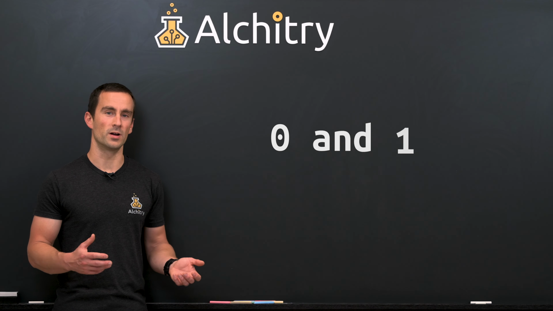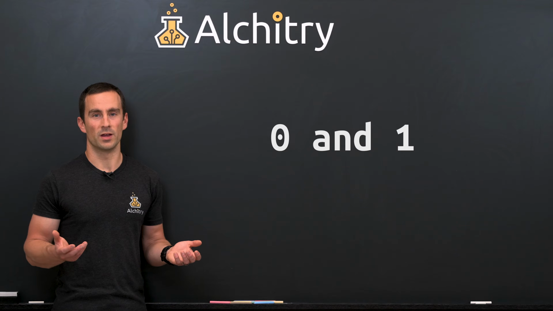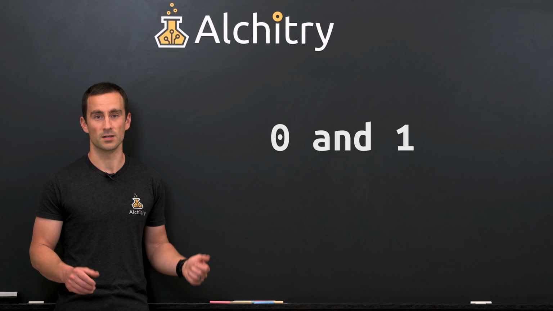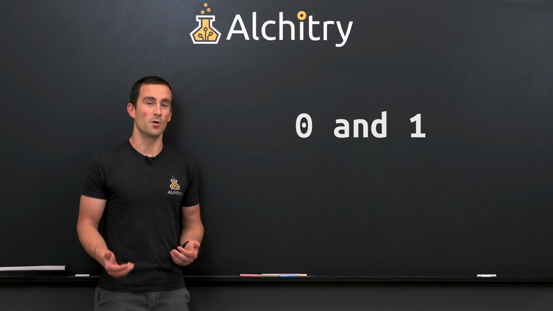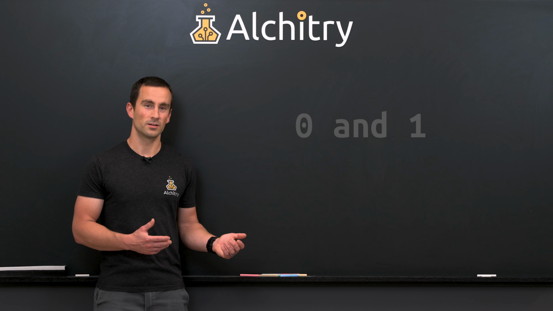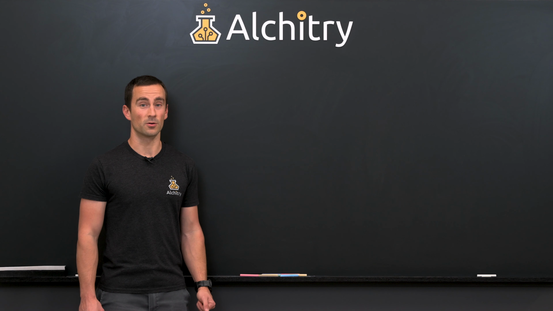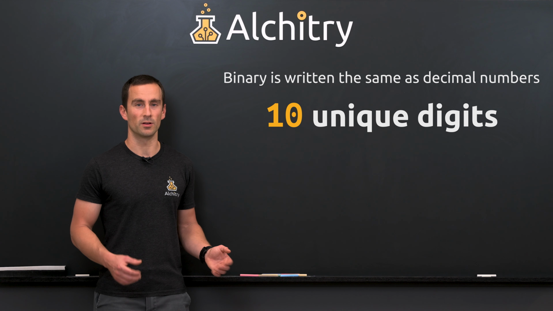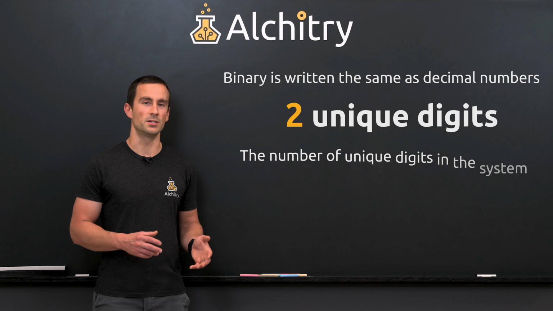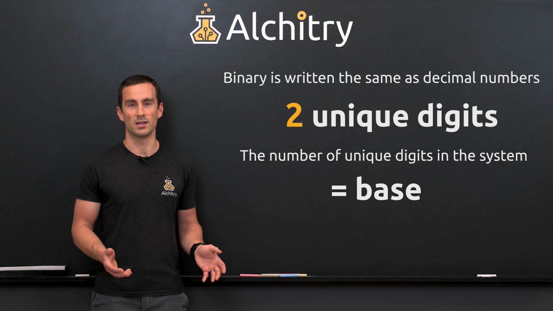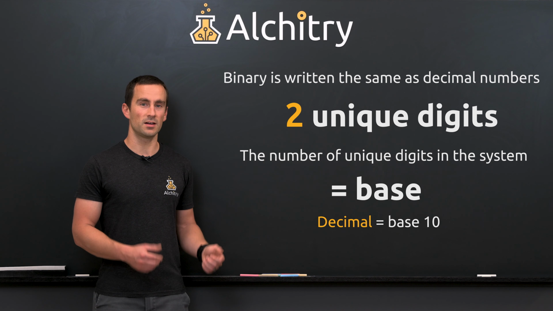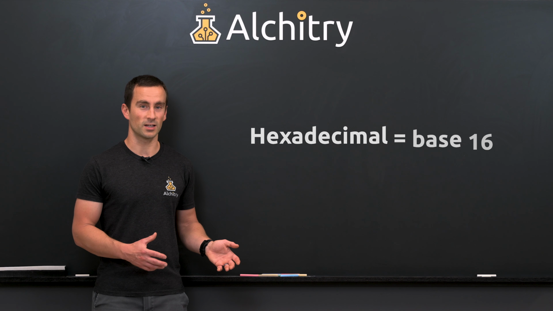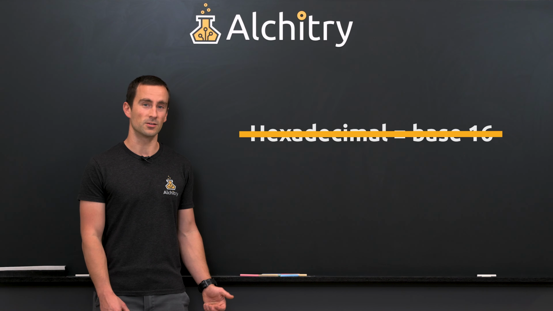Even though the 0 and 1 attribution to the states of a bit is somewhat arbitrary, I'm going to be using 0 and 1 for the rest of this video for simplicity. Using 0 and 1 makes the most sense whenever we're working with numbers. Let's take a look at how classic binary numbers are represented. Binary is written the same as decimal, but instead of having 10 unique digits, we only have 2. The number of unique digits the number system has is known as its base. So for decimal, it's base 10, and for binary, it's base 2. There are other number systems, such as hexadecimal, that is base 16, but that's outside the scope of this video.